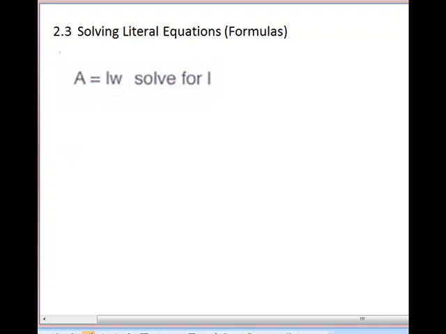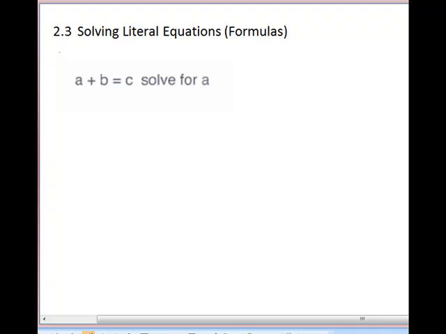This problem is similar to the last one. A equals L times W. We're going to solve for L, so we want to isolate the L. Go on that side. It is multiplied by W, so to get rid of the W, you need to divide. I'm going to divide on both sides by W. So we have A divided by W equals L.